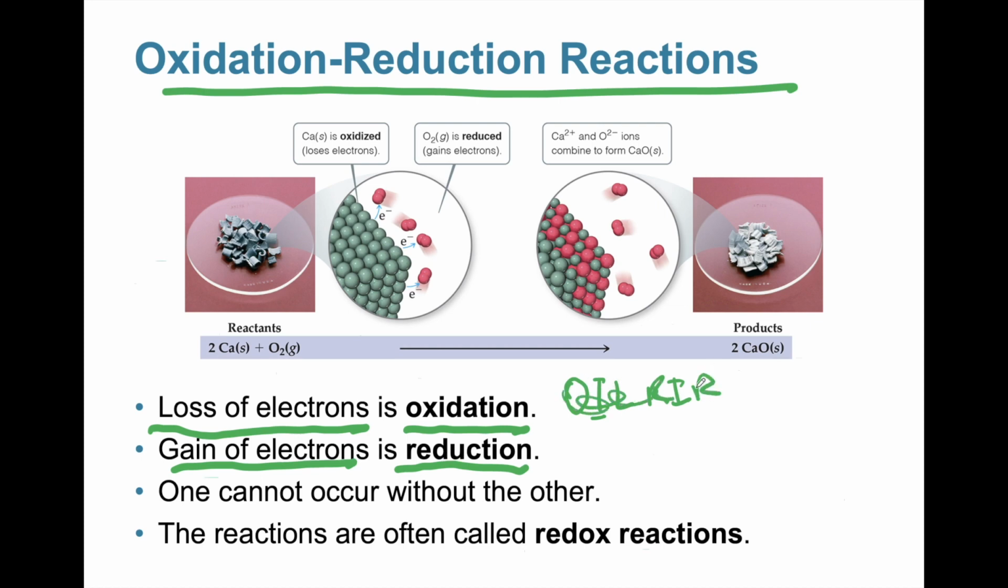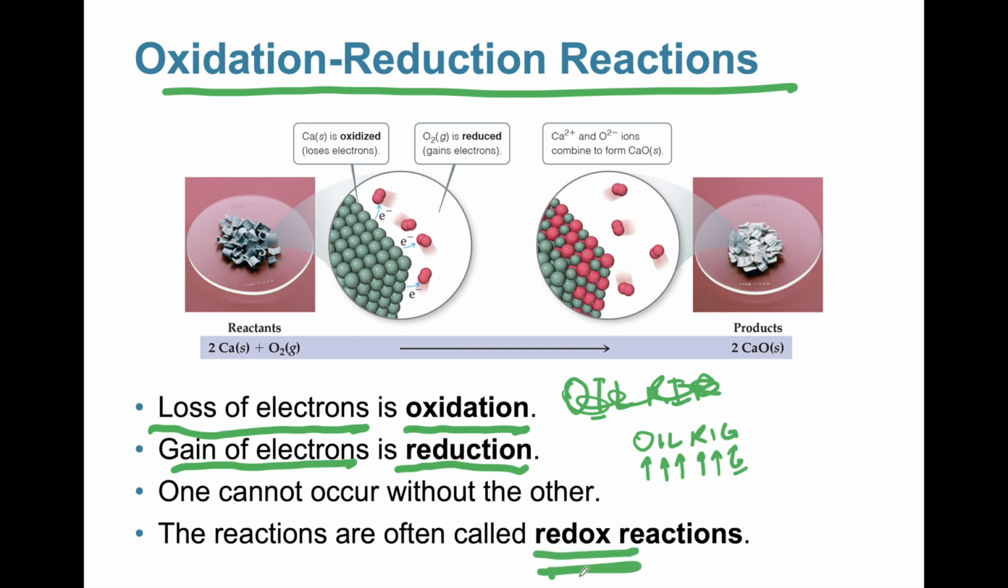Let me write that again. OILRIG. There we go, right? So oxidation is loss, and reduction is gain of electrons. I don't know why I wrote another G there, but I meant for that to be an arrow. Whenever a species loses electrons, it's called oxidation. Whenever a species gains electrons, it's called reduction, right? And so we call these redox reactions.